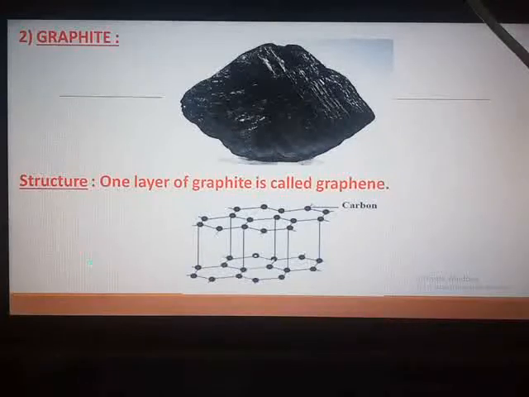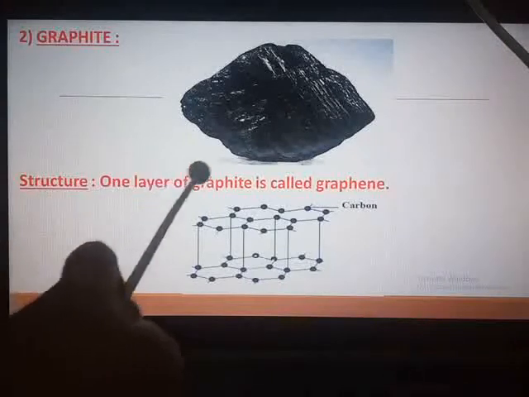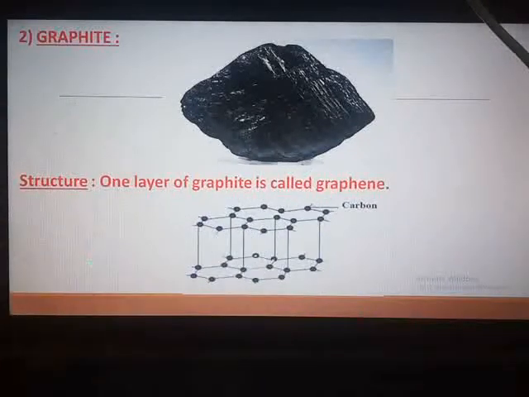Now this graphite crystal is made of many sheets or layers of carbon atoms, the layers which you see when you cut an onion. In the same way you will see the layers of graphite. These layers slip over each other on application of pressure, and each layer of graphite is called graphene.